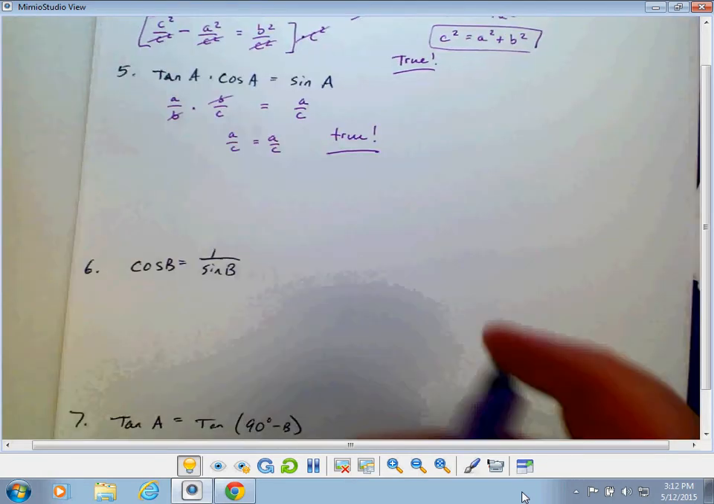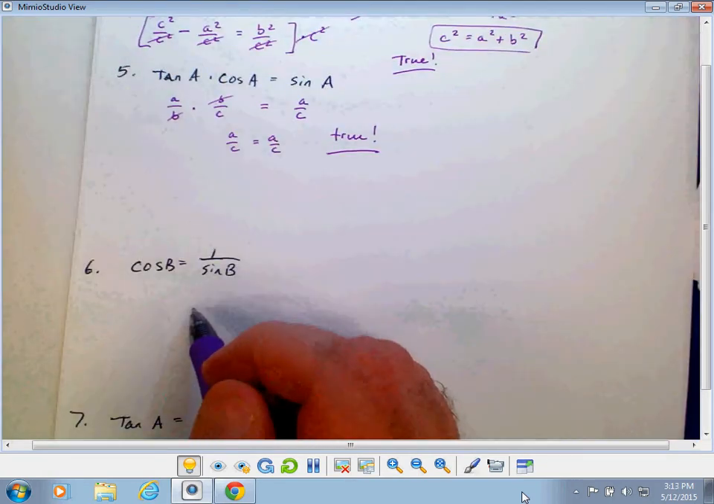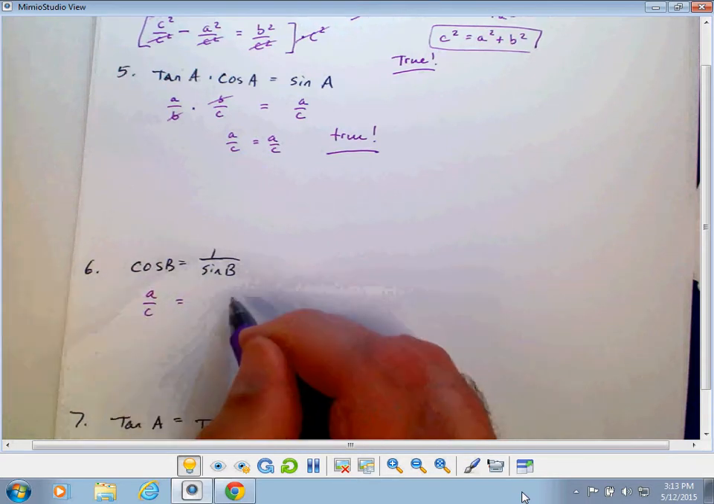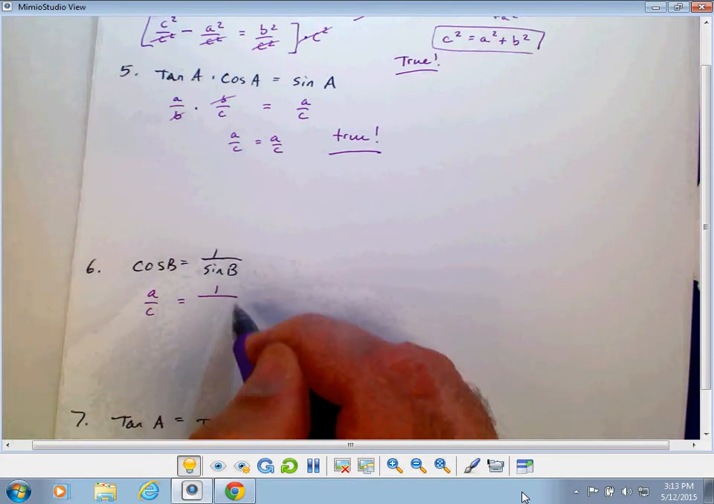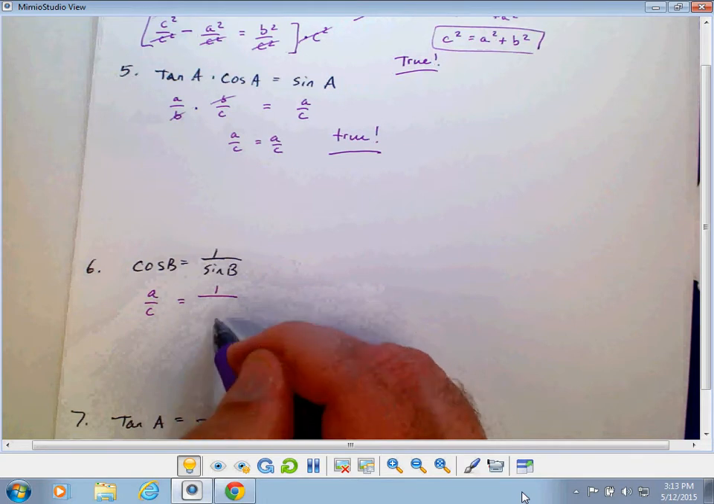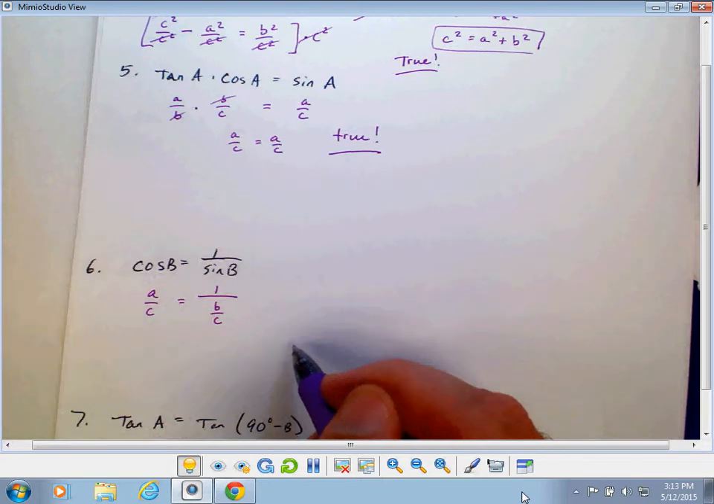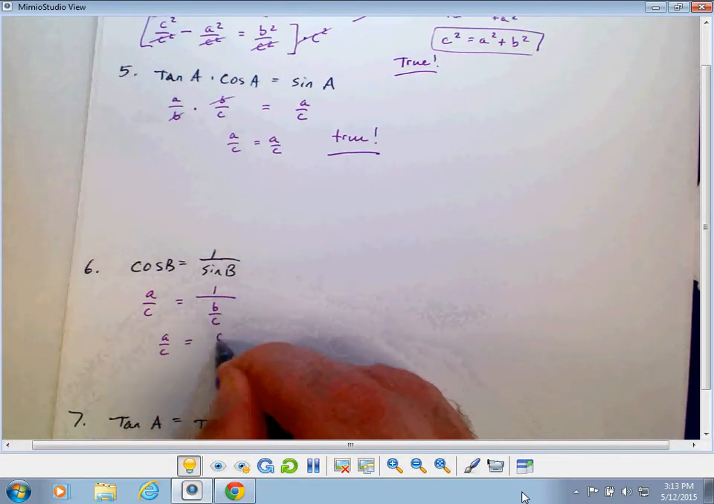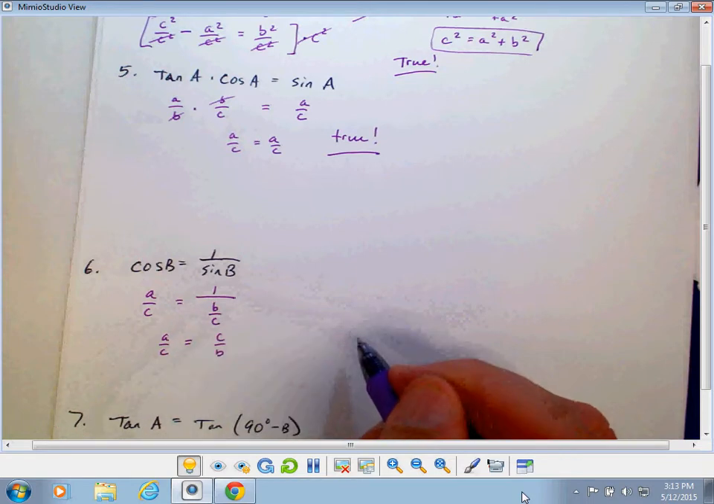Okay, this one says cosine of B. Alright, that's a over c equals 1 over the sine of B. Sine of B is b over c. Okay, so if you take that and reciprocate it, a over c equals c over b. Well, that's not true.